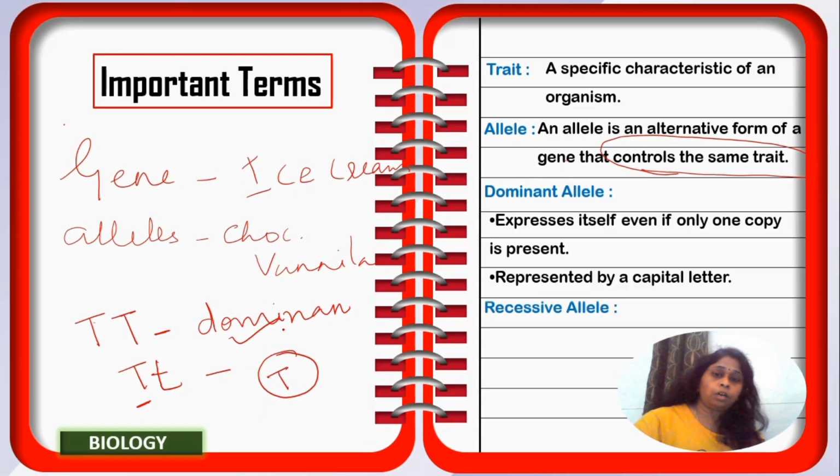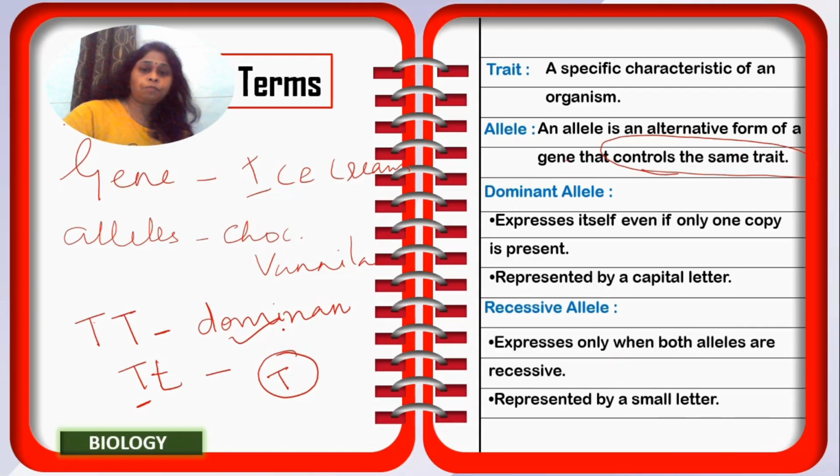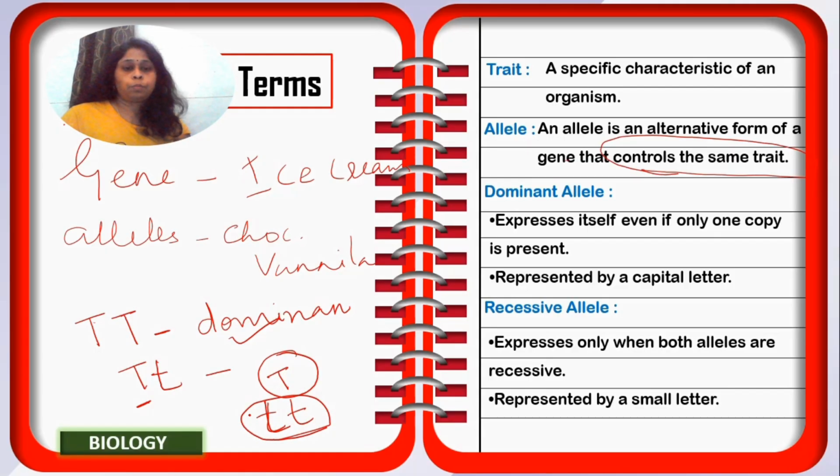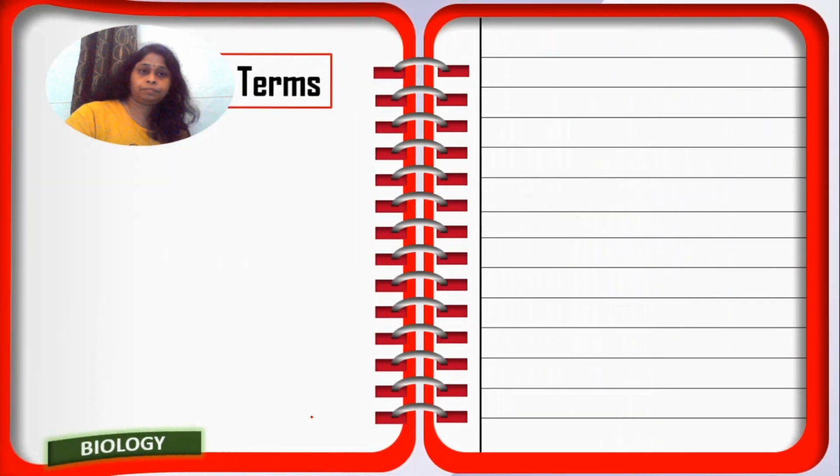Now what is recessive? Recessive means it expresses only when both alleles are recessive, and it is represented by a small letter, like small t and small t. So small t, this is recessive. Why is it recessive? Because it is represented by a small letter. So it expresses only when both alleles are recessive, that is, it is hidden.